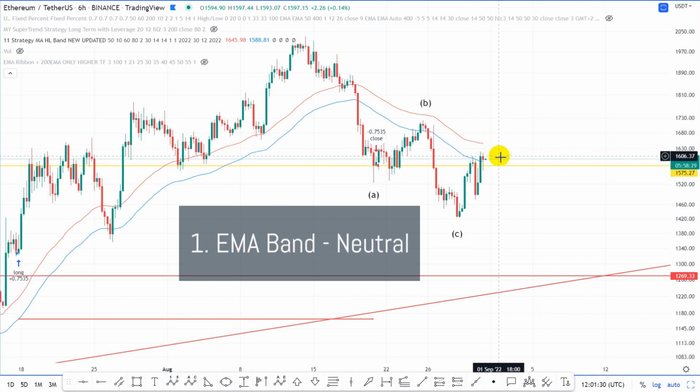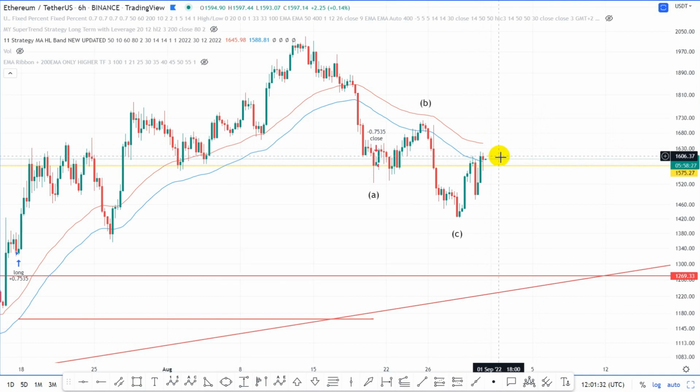In order for the indicator to be bullish, the price has to stay above this indicator. In order for it to go into the bearish side, the price has to stay below this indicator. So now it's a no trade zone, and this indicator goes with neutral.